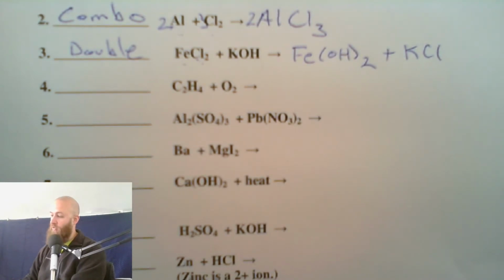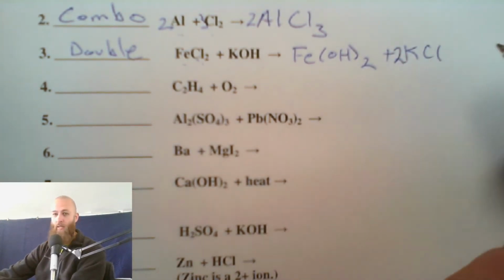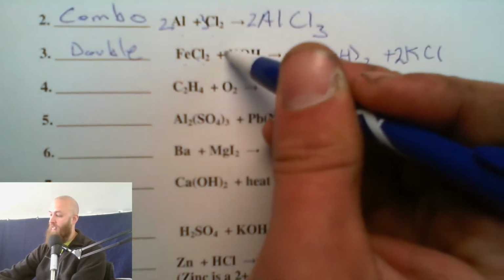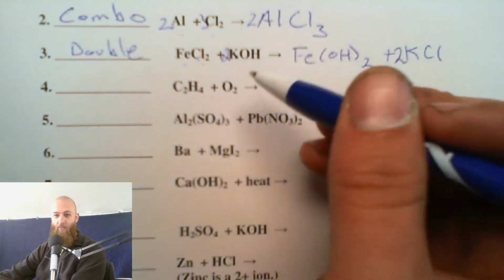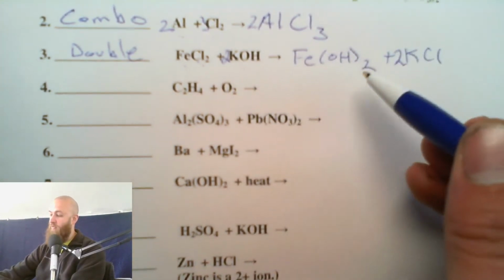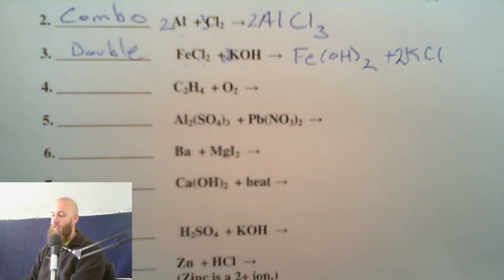All right. It looks like we have 2 chlorines here, so I'm going to put a 2 here. Now, when that happens, now I have 2 potassiums. So I'm going to go over here and fix that potassium. We got to kind of squeeze it in. And that means now I have 2 hydroxides, which I happen to have over here already. And then 1 iron and 1 iron, you're good.